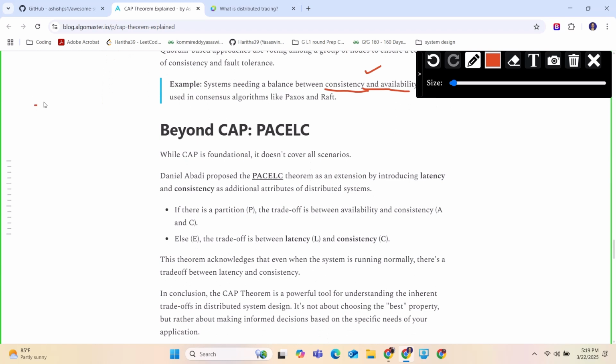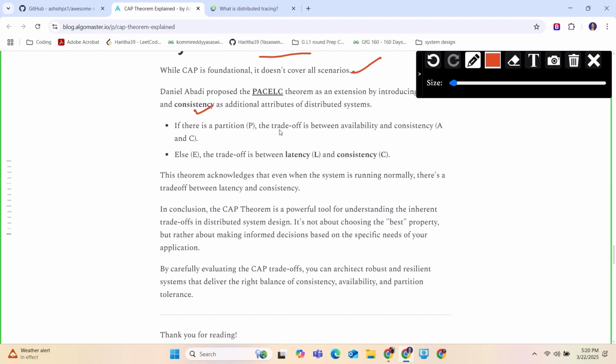Beyond CAP. So we understood that three things affect the trade-offs. What are the other factors that we should understand as trade-offs? PACELC. What is this? While CAP is foundational, it doesn't cover all scenarios, obviously. Daniel Abadi proposed the PACELC theorem as an extension by introducing latency and consistency as additional attributes of distributed systems. If there is a partition, P, the trade-off is between availability and consistency. Obviously, if there is a partition, then the trade-off will be A and C. Else, the trade-off is between latency and consistency. This theorem acknowledges that even when the system is running normally, there is a trade-off between latency and consistency.